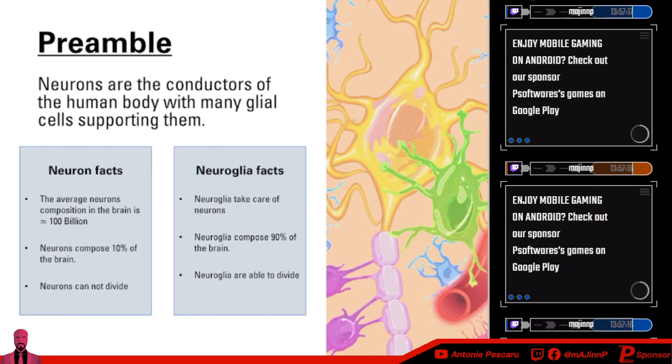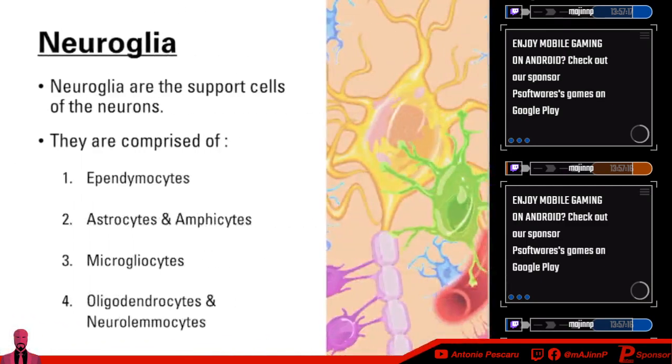And then we move on to the neuroglia, sorry about that. The neuroglia are actually, like I said, the supporting cells. They take care of the neurons. And of course, since neurons compose 10% of the brain, the rest is composed of the neuroglia, which is 90%. Also, since neurons do not divide, neuroglia do divide in order to support more of the neurons, essentially. So that being said, we can finally move on.